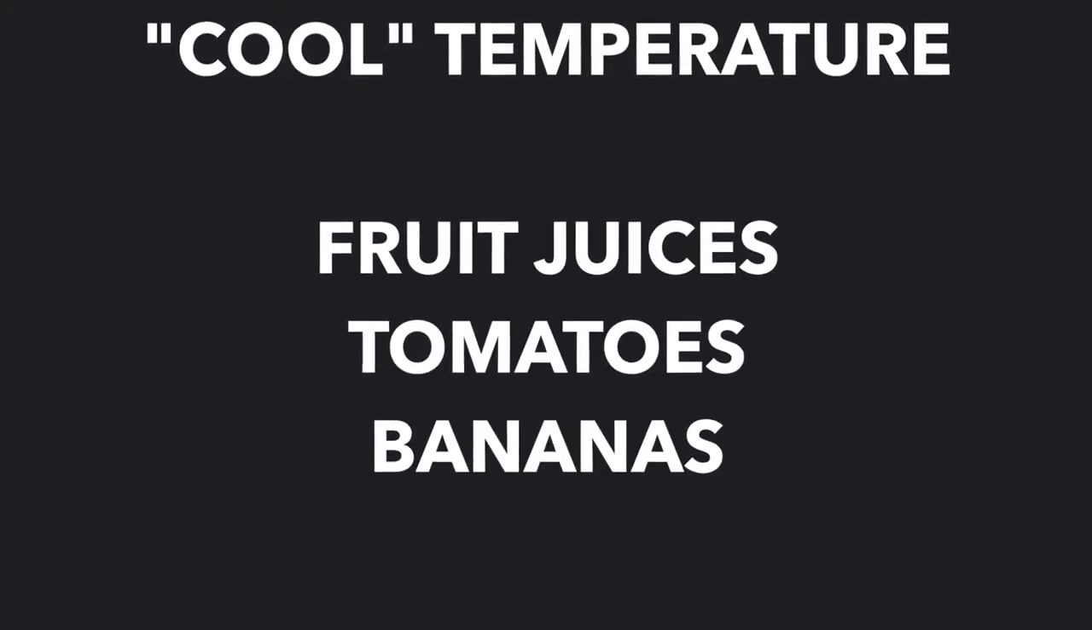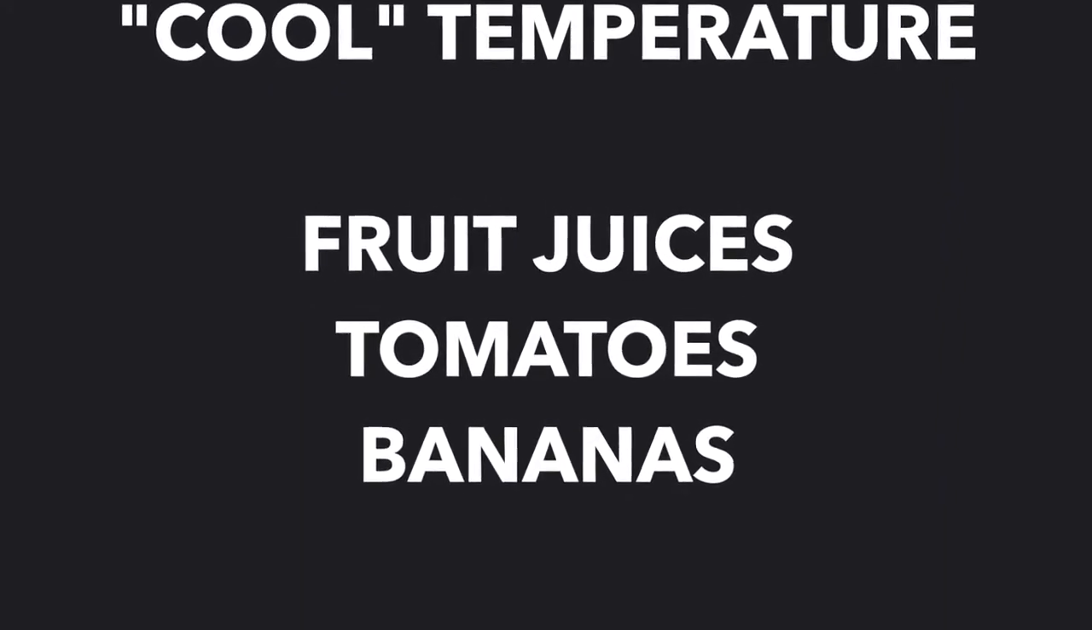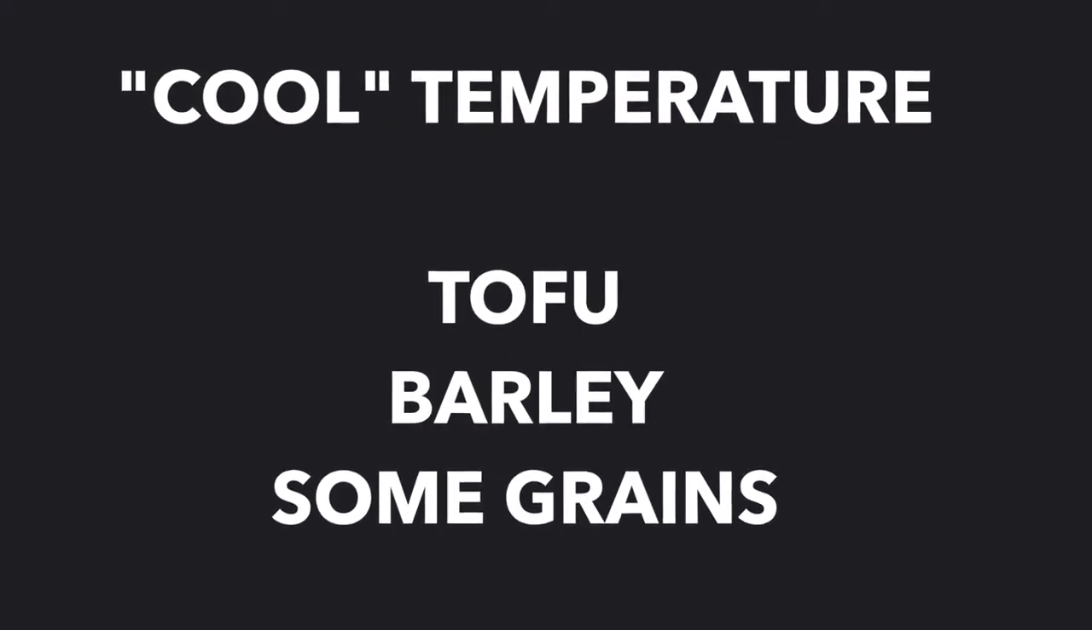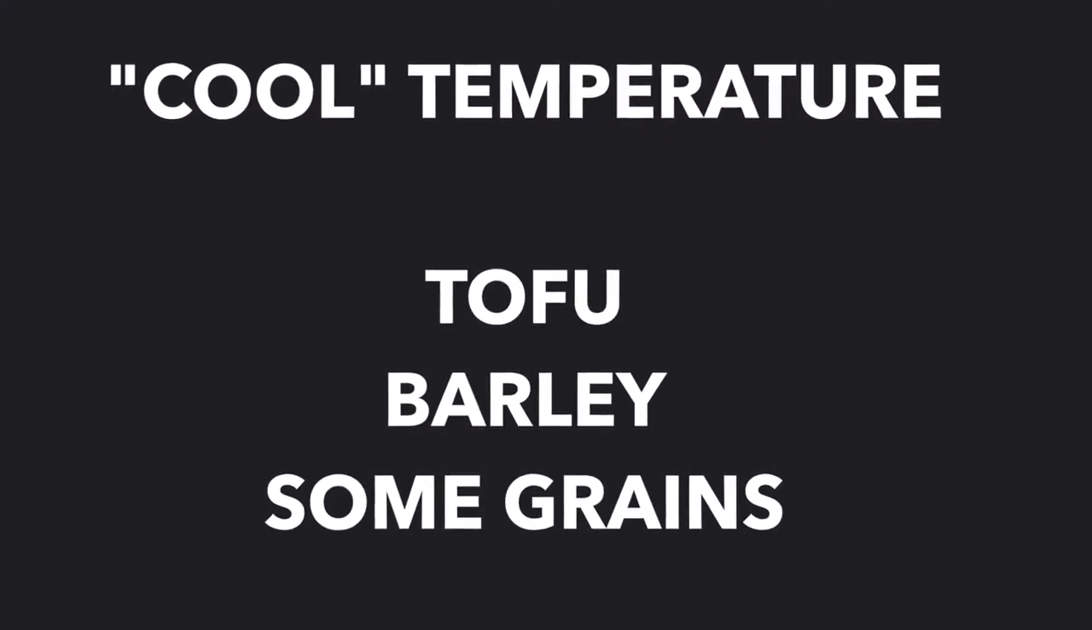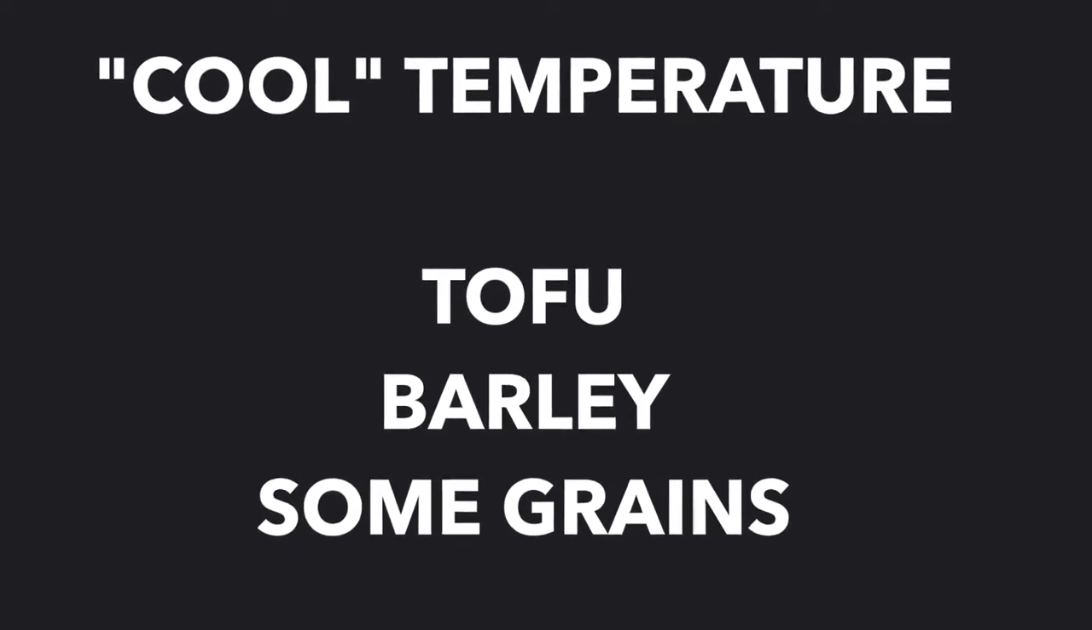So some examples of the qi or the temperature: something that's hot would be something like alcohol, or ginger, chilies, or peppers. Cool could be fruit juices or tomatoes, bananas. As far as meats go, warmer meats are beef and chicken. And then grains, for example, are typically on the cooler side of the spectrum, like barley, tofu, and wheat.